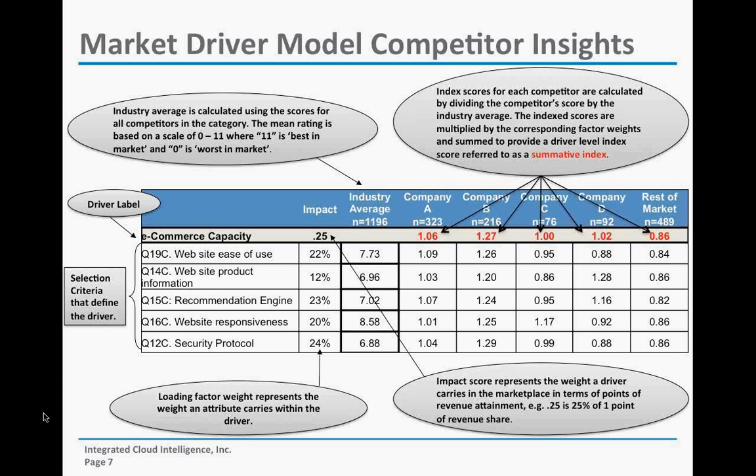For example, company A has a 9% advantage over the industry average in terms of website ease of use. If you go over to company C, they have a 5% disadvantage. This just helps you with the math. But if you roll up a weighted score, multiply the index score times the impact and roll it up, you come up with the summative index score for that e-commerce capacity. And notice the range that we have there. We basically have company B who's doing extremely well, and then company A is a little better than average, and then the balance of the market falls short. Guess where you're going to hunt.